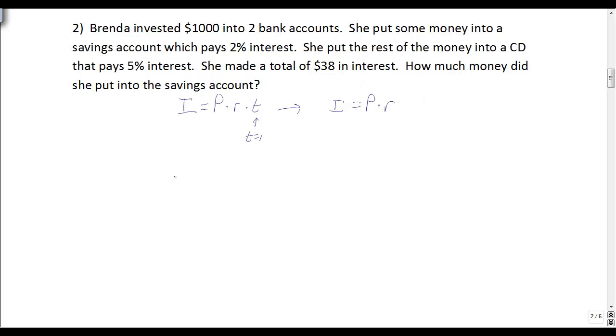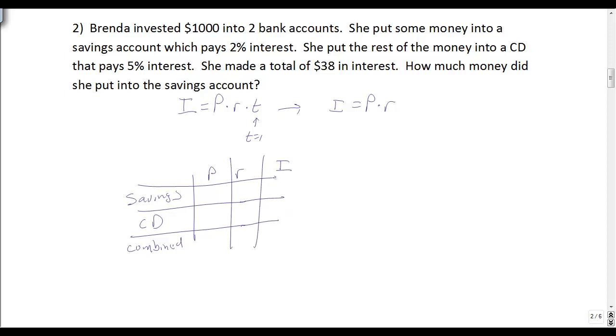So what we're going to do is make a similar chart as in number 1. We have a savings account, we have a CD, and then there's combined. And for each of these, we need the principal, the rate, and then the amount of interest that we earn. So what we know here is, okay, the savings pays 2%. I'm going to write that as 0.02. The CD pays 5%. I'm going to write that as 0.05.